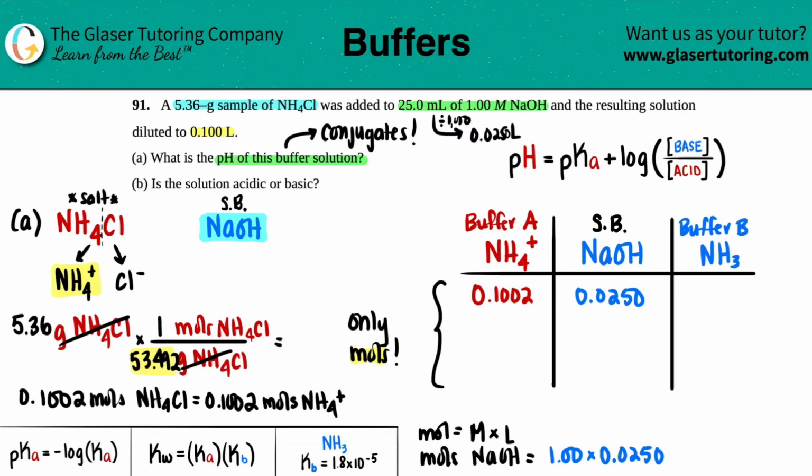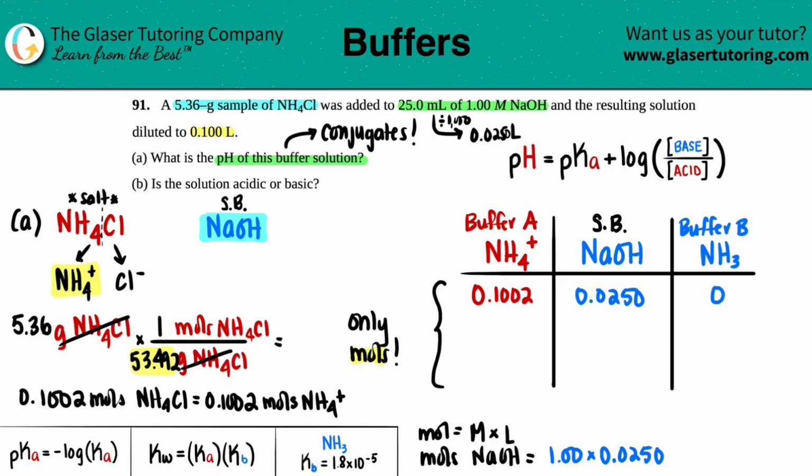Okay, now we're left with the base over here. Did they say that we started off with any NH3? I'm searching, and I don't see anything about starting with any ammonia, which is NH3. So if we don't start with any of it, we got to assume that it's 0.